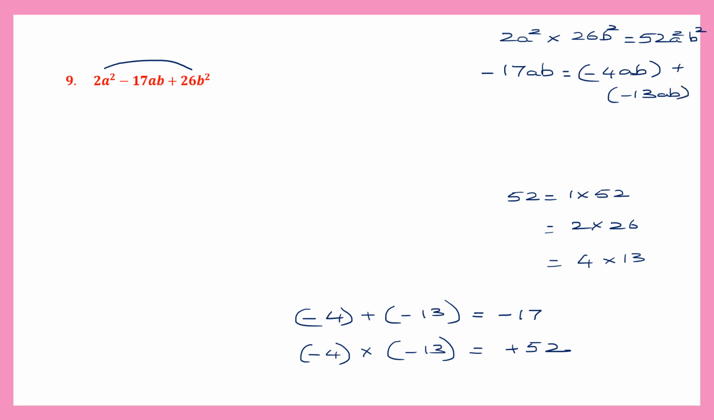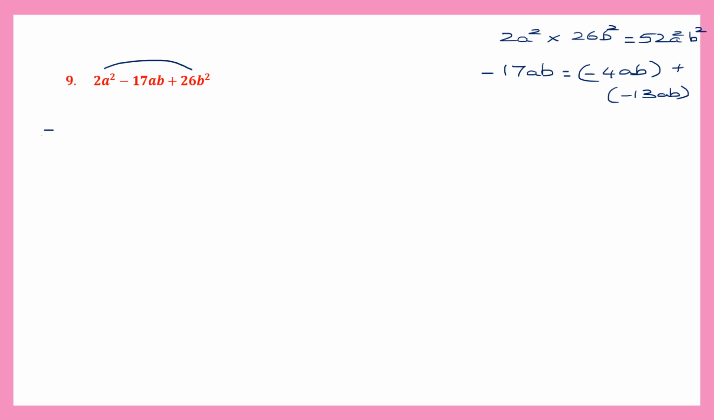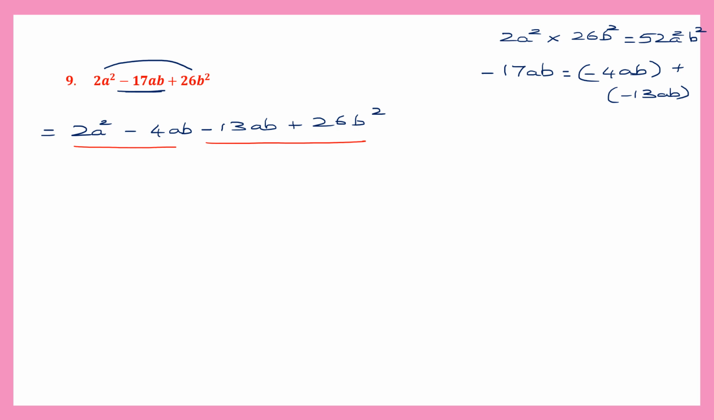So let's go back to the question here. We'll write the first term as it is, 2a square, and now we have split this minus 17ab into minus 4ab plus minus 13ab. So minus 4ab plus minus 13ab, and then the last term plus 26b square. So now we're going to take the first two terms and the next two terms and get our factors from this. Pick out the common term. Now 2 is common, isn't it?